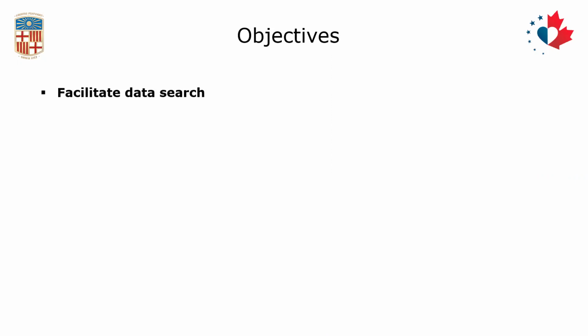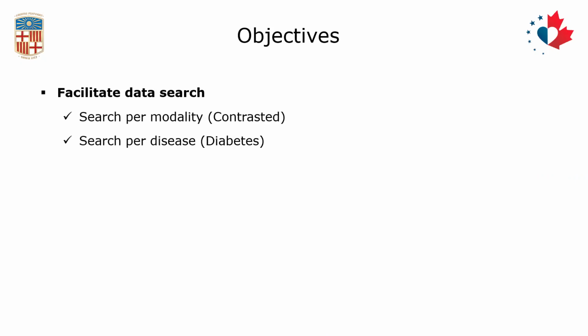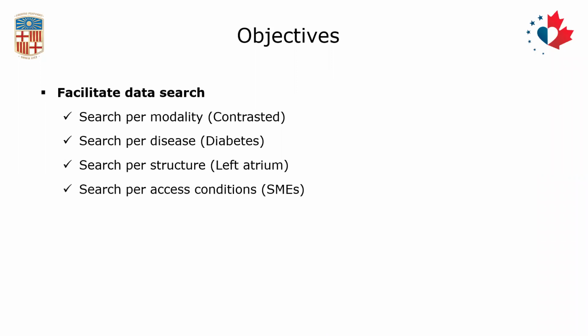To build a platform that will facilitate data searches. So searches per modality, for example, contrast MRI, search per disease, for example, data sets with diabetes cases, searches per cardiovascular structure, and even per access condition. For example, would an SME or a company have the right to access this data? We want to facilitate trusted and responsible data sharing. We want the data provider to have trust in these sort of platforms so they can share more data in the future.